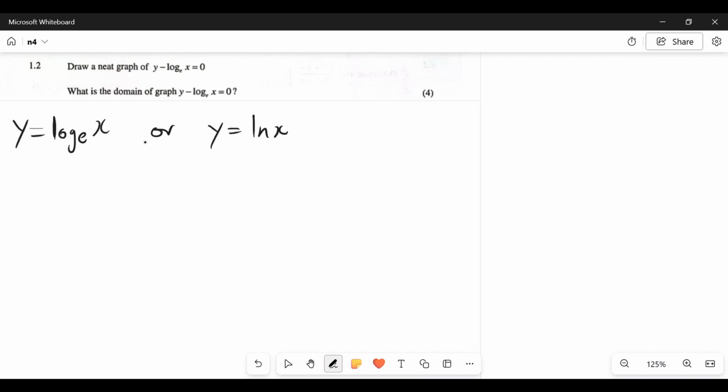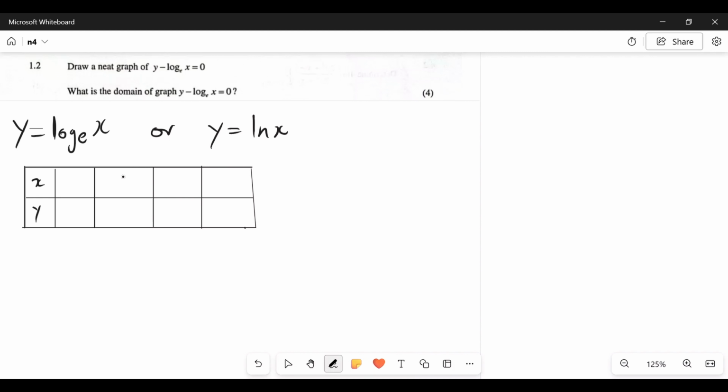Just in case you do not know, in order for you to draw the graph of this log, I prefer that you use the table, guys. For me, the table is one of the easiest methods that you can use to draw the graph. So let's create a table and draw our graph.